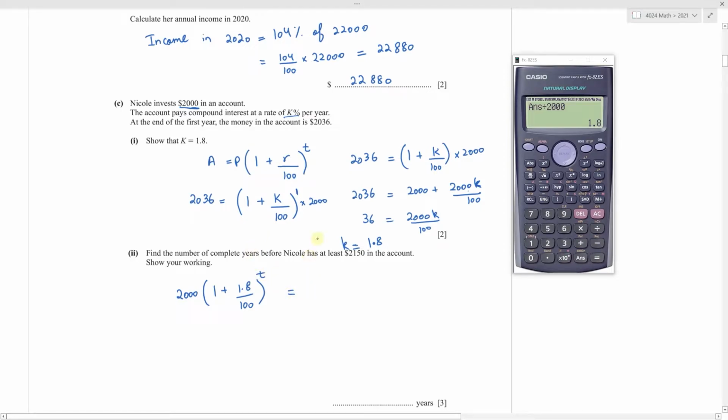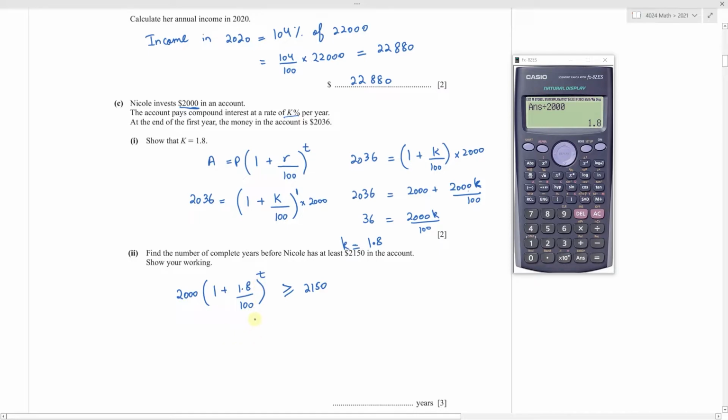Before Nicole has at least $2,150, that means the amount should be greater than or equal to $2,150. So this is your formula. You're investing $2,000 at a 1.8% rate. You have to find the time in years before the account has at least $2,150, so $2,150 or more. That's why you have a greater than or equal to sign here. So now we have to solve for t.